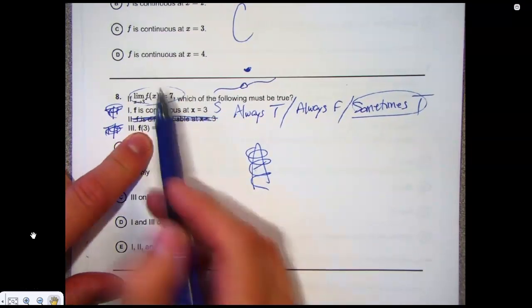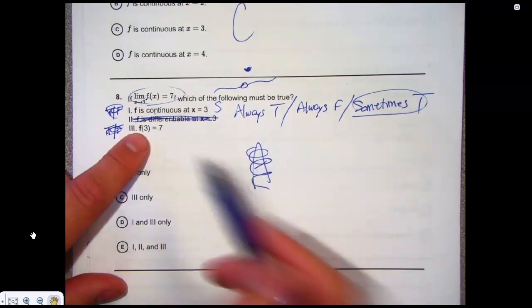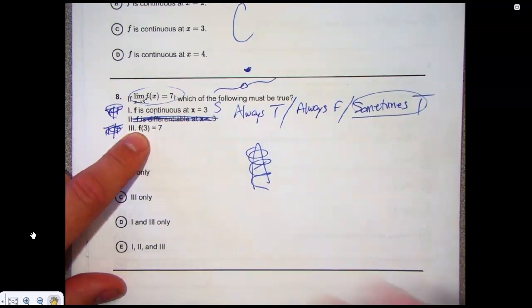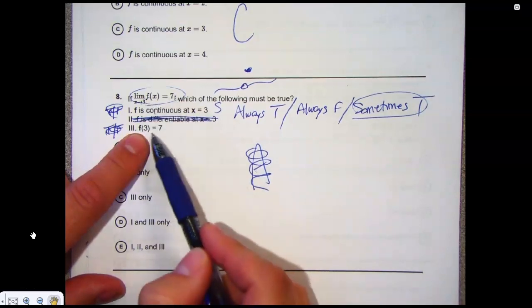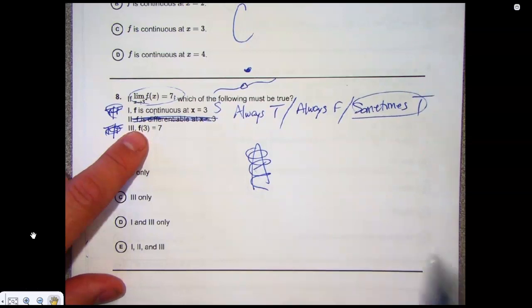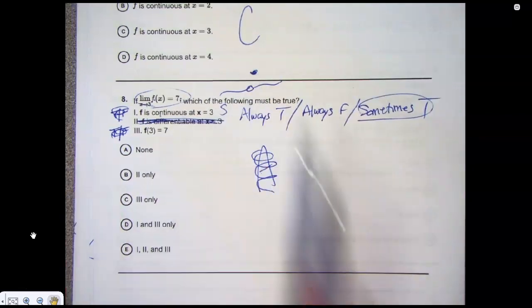Part 3: if the limit as x approaches 3 is 7, does that mean, so I would phrase this as, does that mean there's a bridge at that exact same spot? Not necessarily. Could there be? Yeah. Draw this, where the limit is 7, but, well, it's the same drawing, isn't it? Never mind. So that's sometimes also. Your limit would be 7, but the value at 3 is in a different spot. Okay.